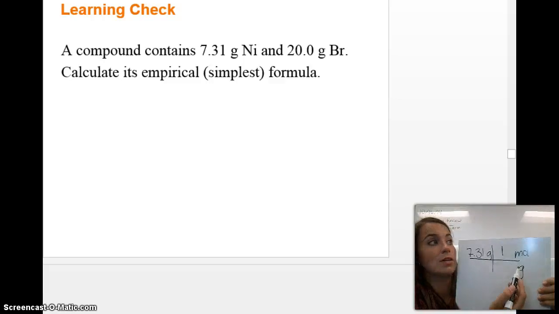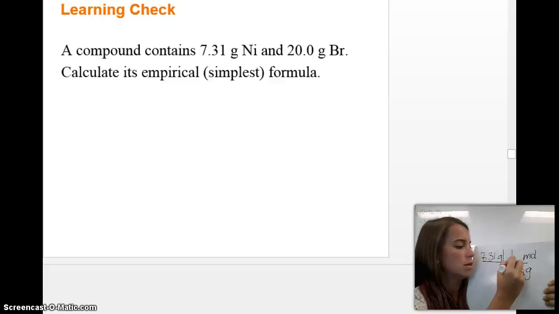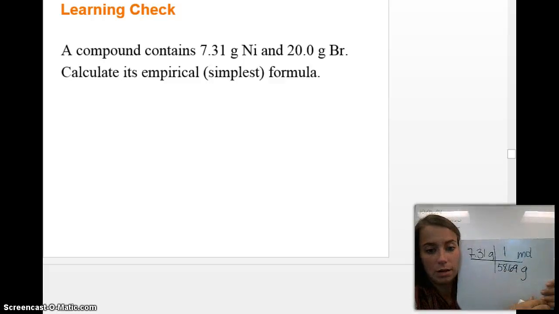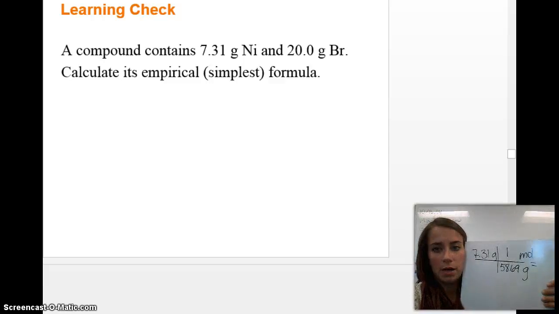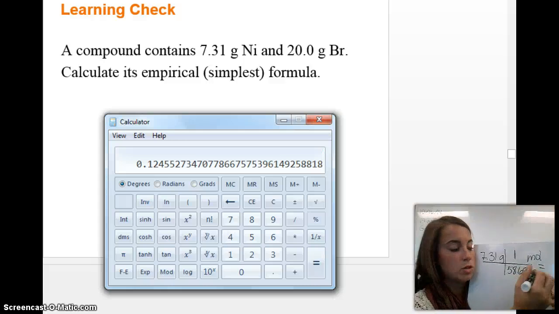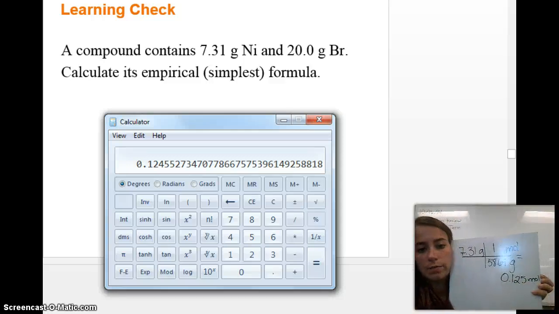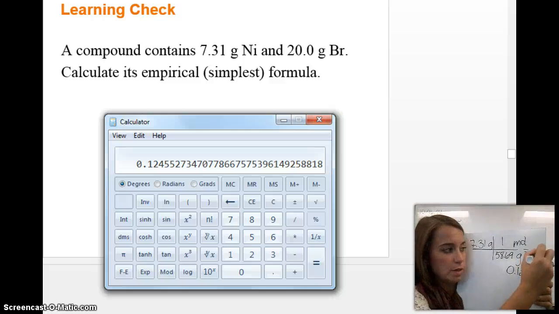So I need to know the molar mass of nickel. If I look at the periodic table, nickel has a mass of 58.6934. We'll just do 58.69 grams. Okay, I'm calculating how many moles this would be. So pick up my calculator. 7.31 divided by 58.69. Oops. And I get 0.12 moles. I guess I can have 3 sig figs, so 0.125 moles of nickel make up this compound.